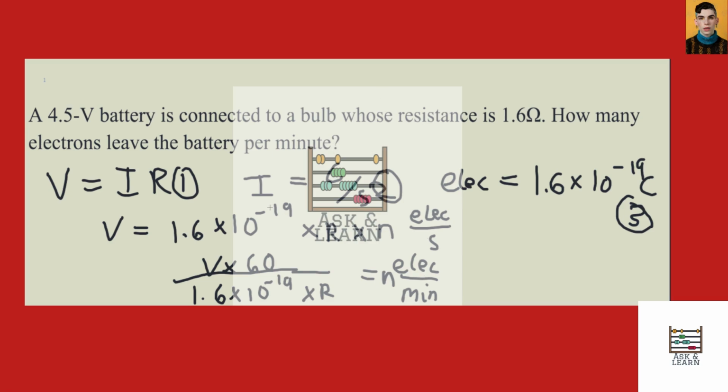And substituting in V is 4.5 and R is 1.6, we get that the number of electrons per minute is equal to, so to two significant figures, substituting that into the calculator is 1.05, so that rounds to 1.1 times 10 to the 21 electrons per minute.